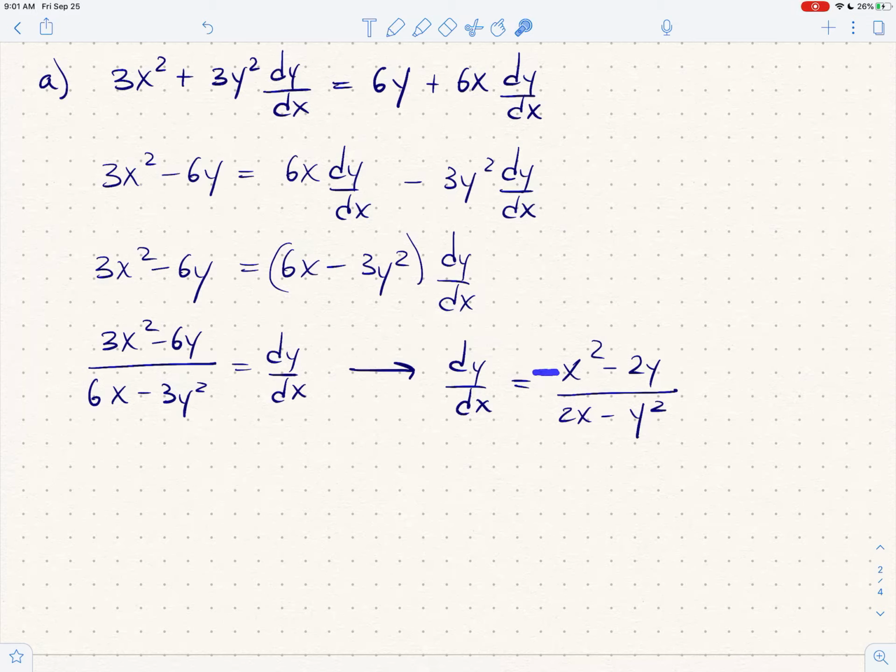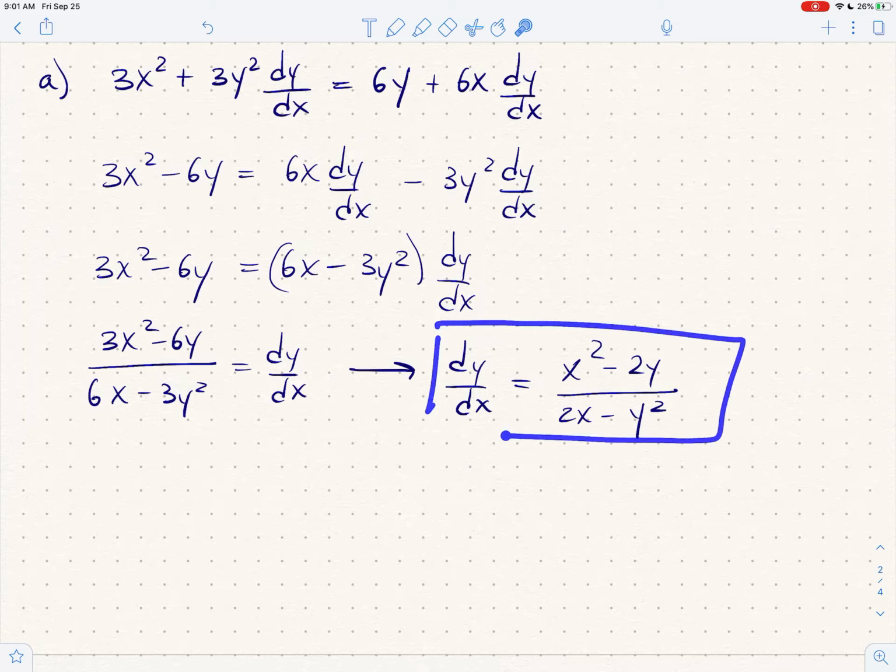And I'll just point out to you that if you multiply top and bottom by a negative, you might have minus x squared plus 2y over minus 2x plus y squared. Same thing, right? You might have this slightly different than the person beside you, depending on how your negatives fall. So it doesn't really matter. Just be aware that your answers might look different.